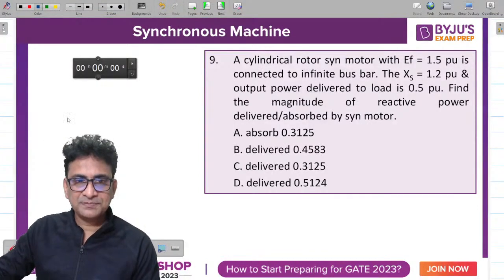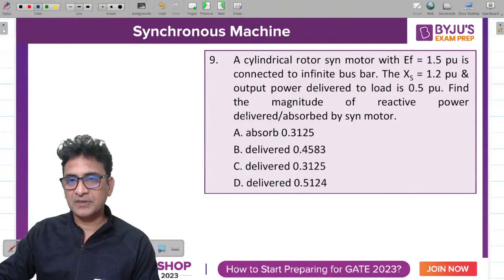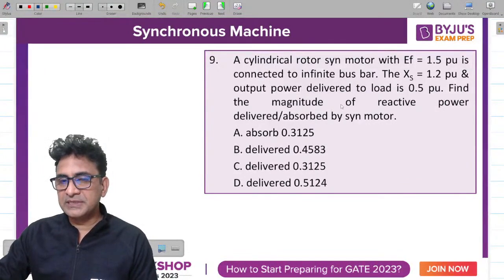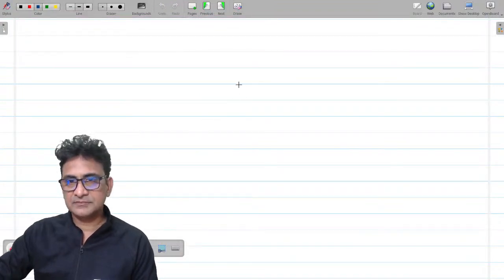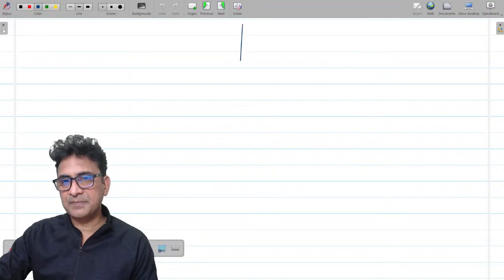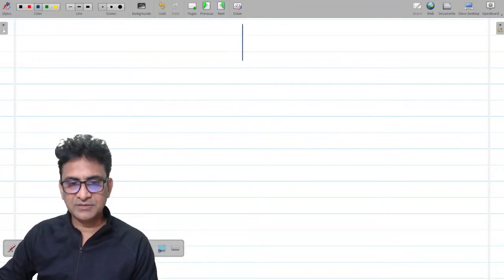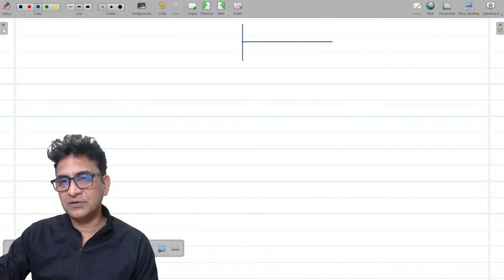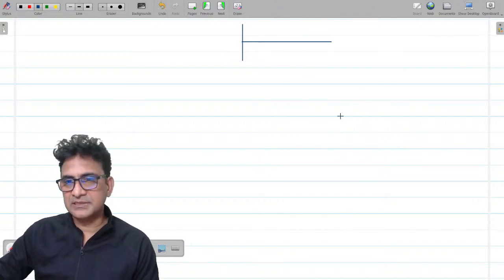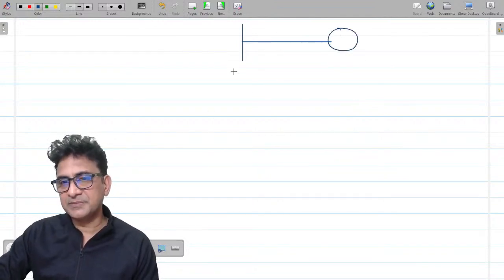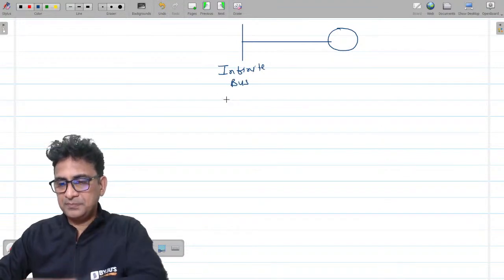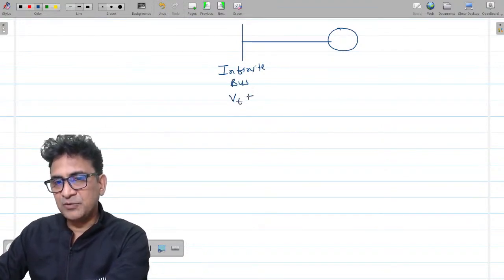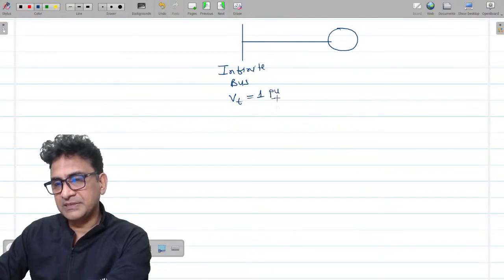Okay, let me do this question for you. Synchronous motor is connected with the infinite bus bar. What is the meaning of infinite bus bar? It is like our power system, which has constant voltage and constant current. This is my infinite bus bar. In terms of pu value, the infinite bus bar voltage is equivalent to 1 pu.